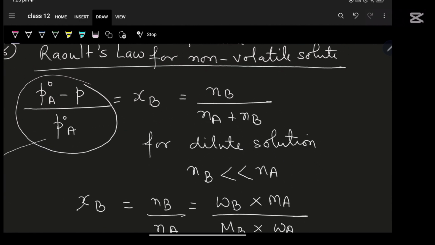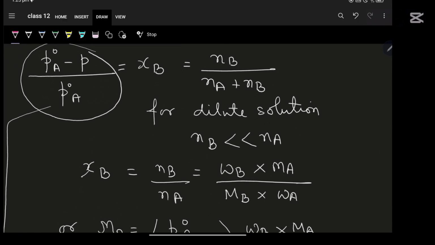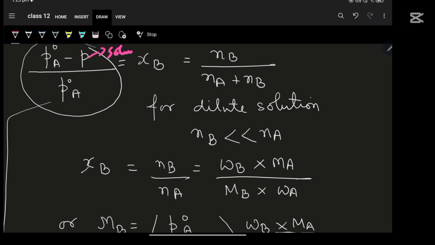Raoult's law for the non-volatile solute. When the solute is non-volatile, vapor pressure is on account of the solvent only. P naught A is the vapor pressure of the pure solvent, and P is the total pressure, that is, of the solution.